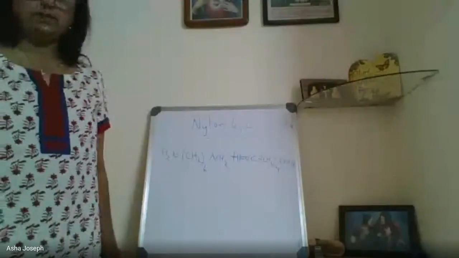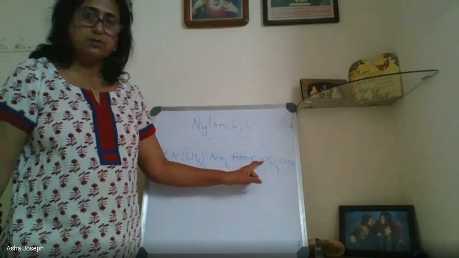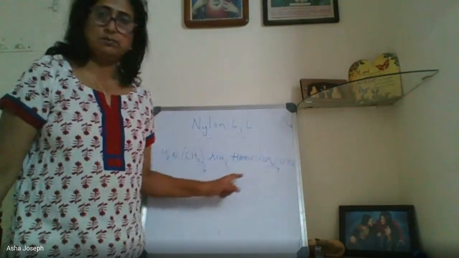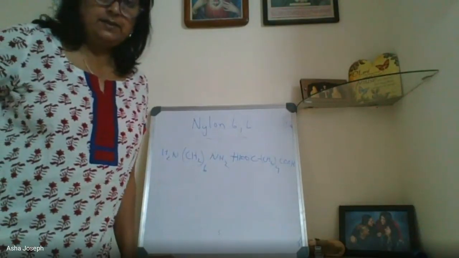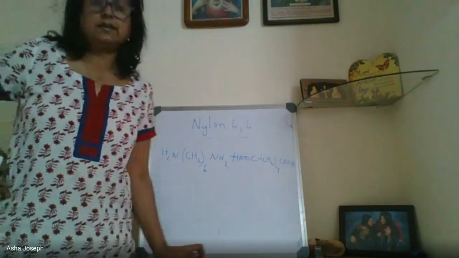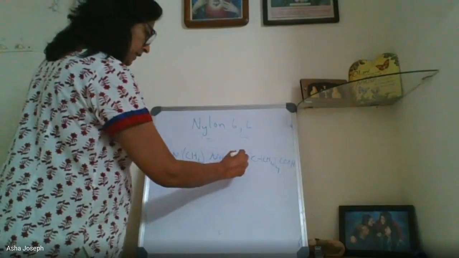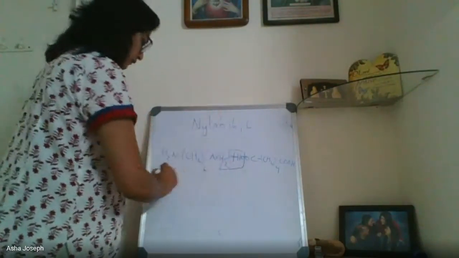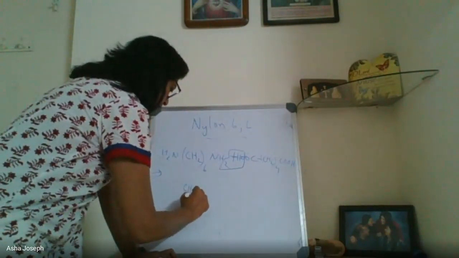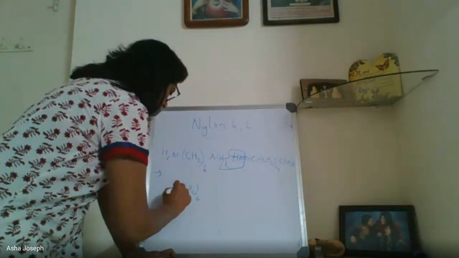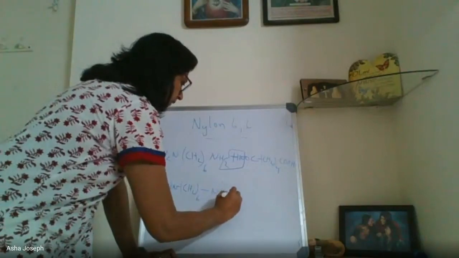The monomers you understood? Hexamethylene diamine and adipic acid. It is a dicarboxylic acid. You see 2 COOH groups. CH2 4 times, COOH on both the sides. Clear? These are the monomers, and in this condensation there will be elimination of simple molecules. So in this case, elimination of water. So water is eliminated. So the polymer I am going to write: CH2 6 times. Here I will write NH, NH, CO.